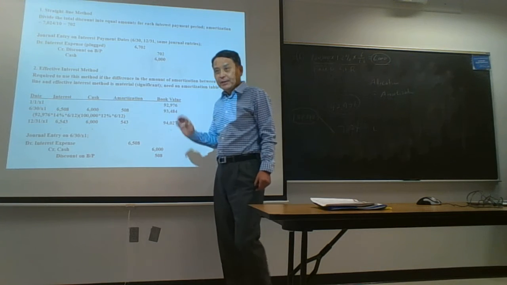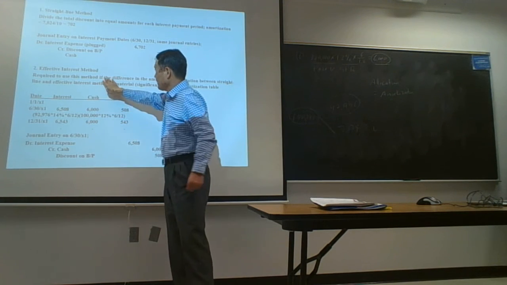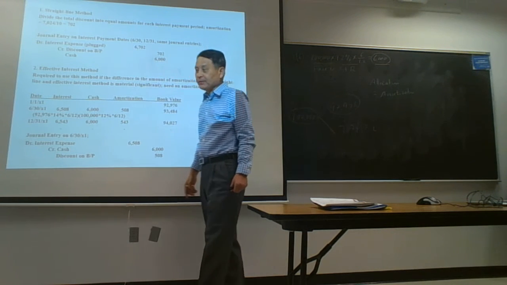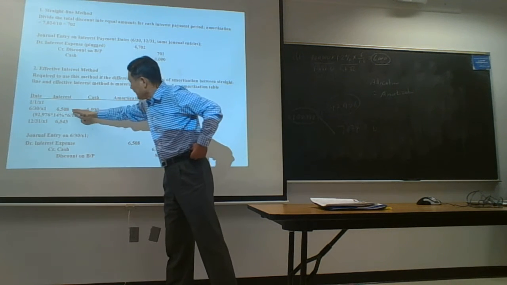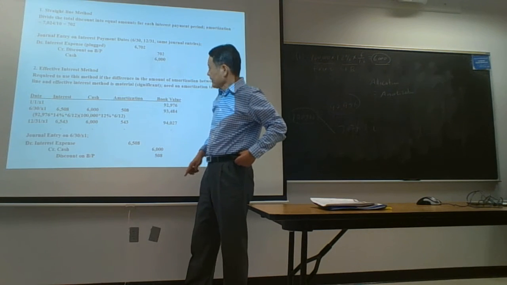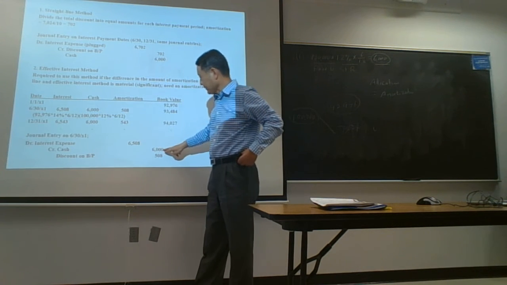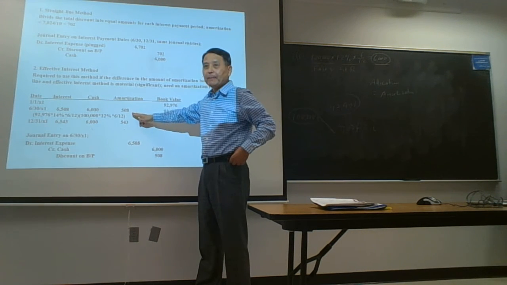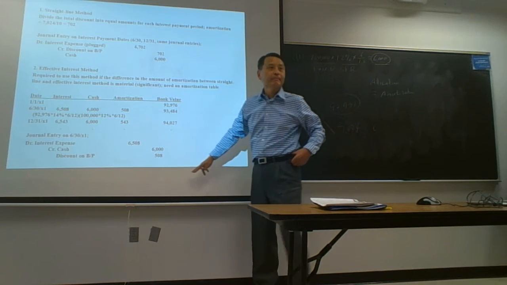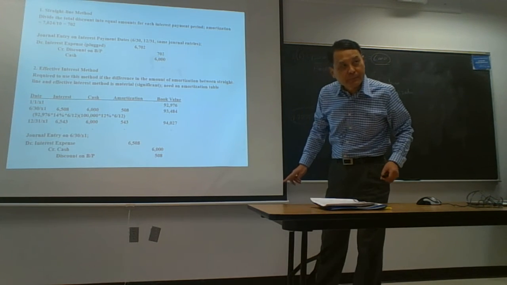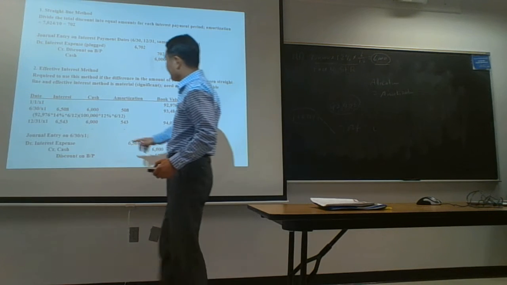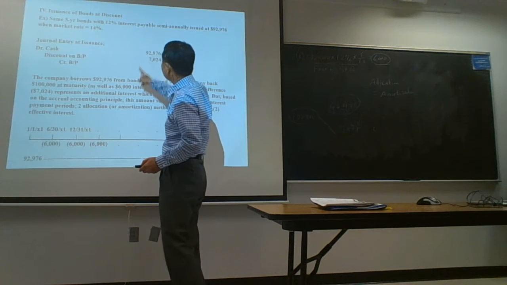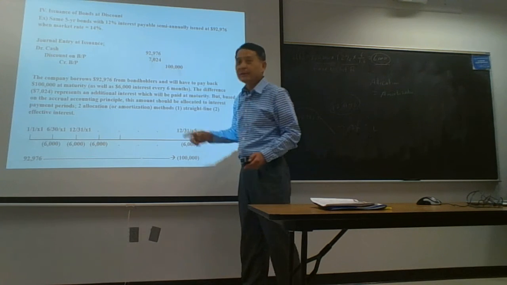So the journal entry on the effective interest method on the first payment date, June 30th, 2001 is: 6,508 interest expense, 6,000 cash payment on credit, and amortization of discount 508. 14% is the market rate. Okay, this one, market or effective rate.